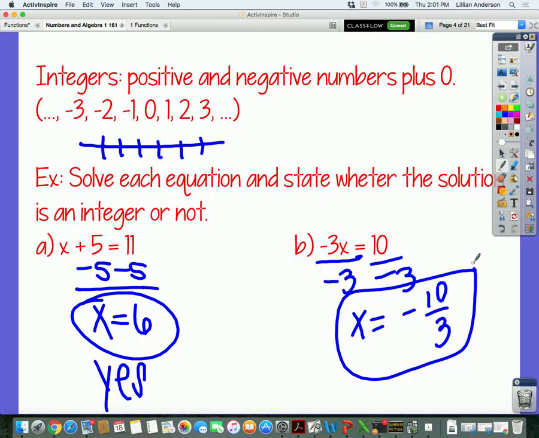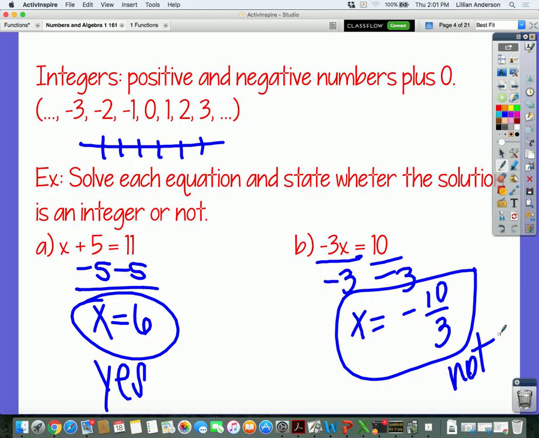is exact instead of using the decimal approximation. Okay, so you could even probably just, depending on how you round. All right, so we leave it as a fraction -10/3, and is that an integer or not? No. Why not? Say again. It's not a whole number.